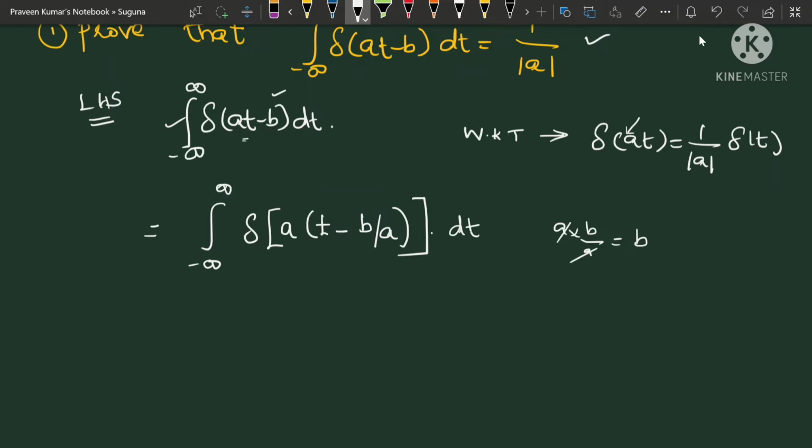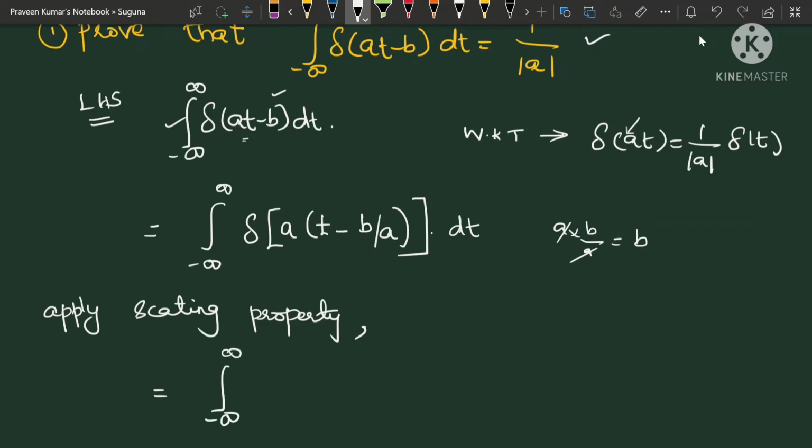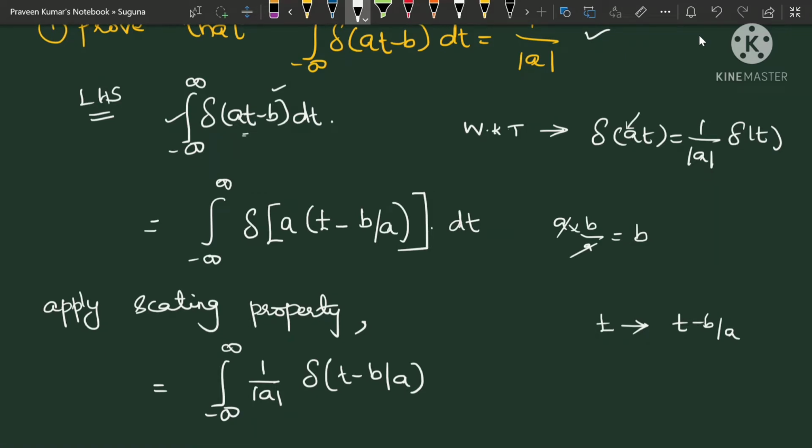Now apply this scaling property. So this equation becomes integration minus infinity plus infinity del of at. In place of t, the equation la t minus b by a இருக்கு, அவ்வளோதான். ஸோ அந்த ஈக்குவேஷன் என்ன ஆகும்? ஸோ 1 by modulus of a del of t minus b by a, right? del of tக்கு பதிலாக del of t minus b by a இருக்கு into dt.